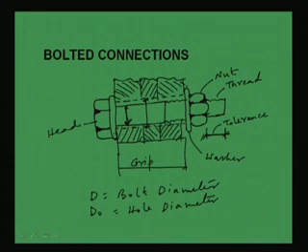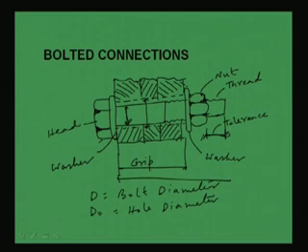This is basically the thread, and this part is called the nut, and this is the head of the bolt, and this distance is called the grip, and these are washers. These washers are used to tighten the plates properly, and the length will be from this to this. This will be the length.